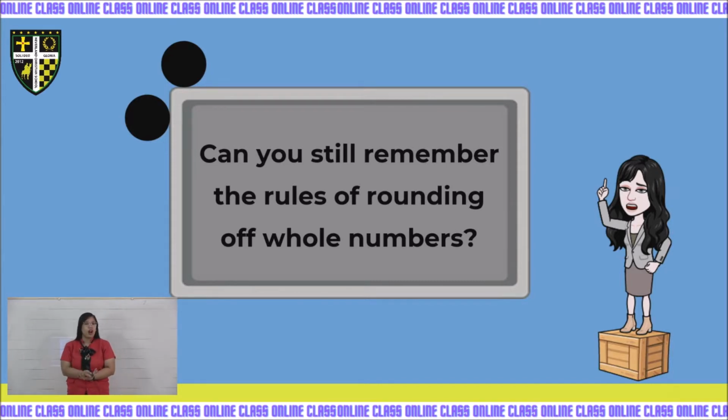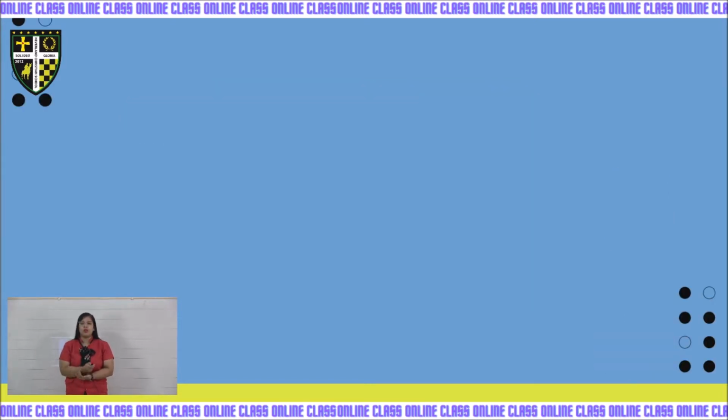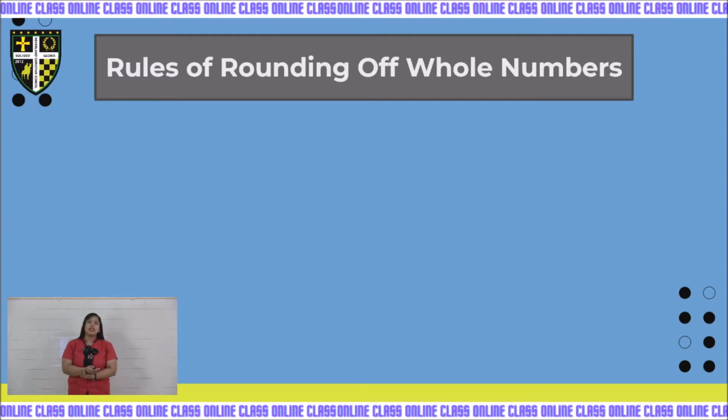Can you still remember the rules of rounding off whole numbers? Let's recall them one by one. Before that, rounding off numbers is used to estimate length, expenses, distance, and so on, and even to find the estimated sum, difference, product, and quotient. Now we will tackle the rules of rounding off whole numbers. What are the rules that should be followed in rounding off whole numbers?